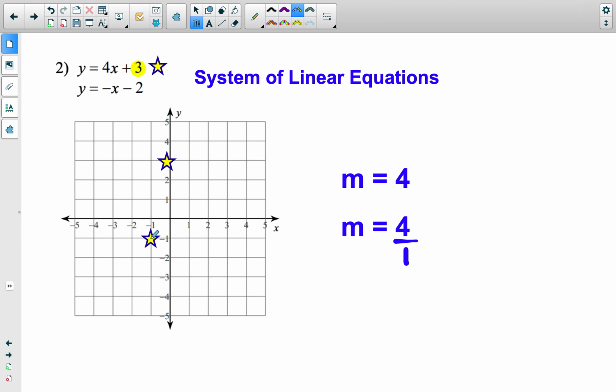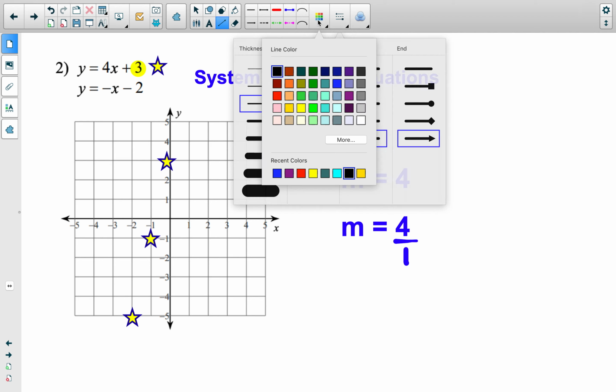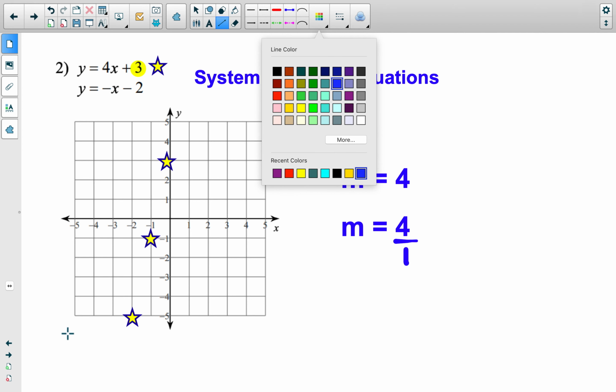Then from that point, let's see, can we fit another one? Down 4, over 1. Those are all of the points we can fit. So now we need to connect those points with a line. And remember, we want arrows on both ends of the line. I'm going to make this line blue.